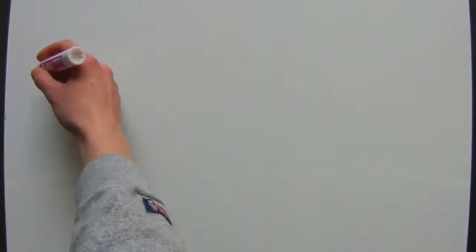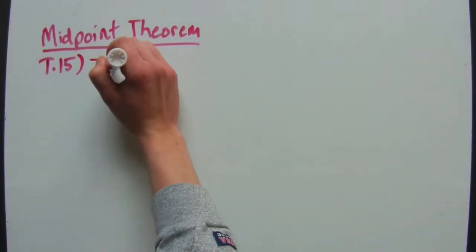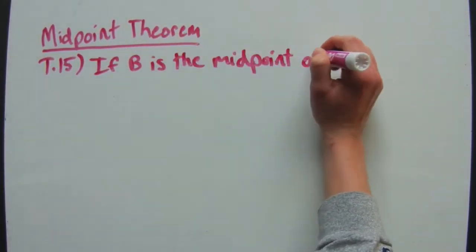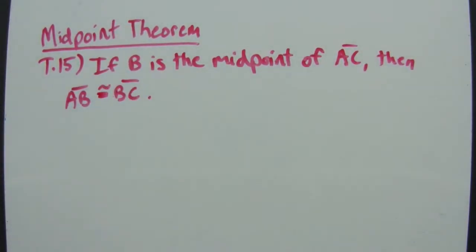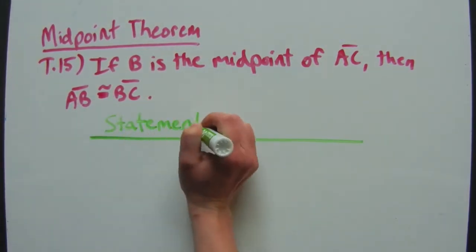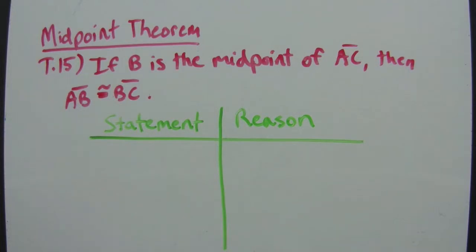In this video, I'm going to prove the midpoint theorem and go over definitions for distances between points and between lines. The midpoint theorem says that if B is the midpoint of AC, then the segment AB is congruent to the segment BC.